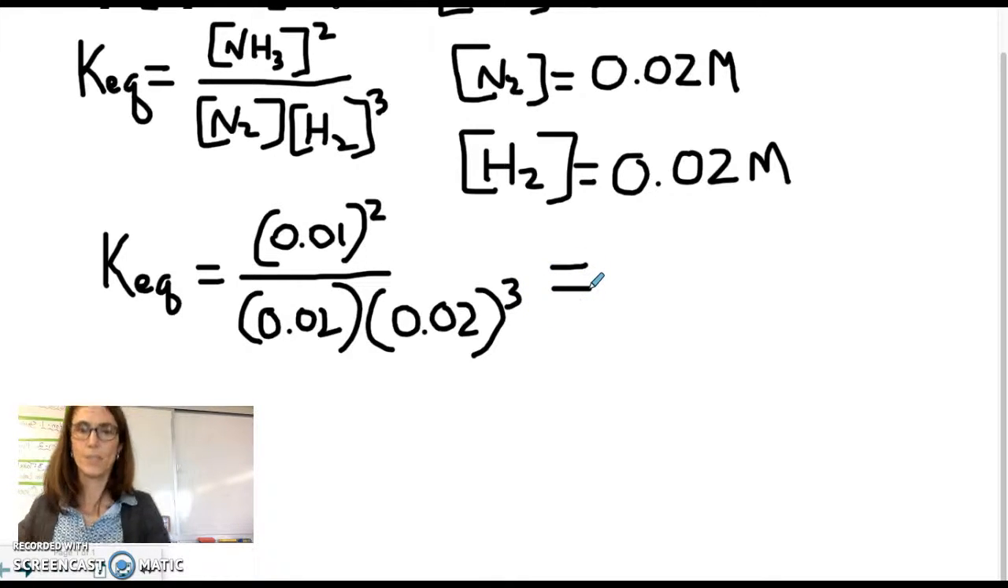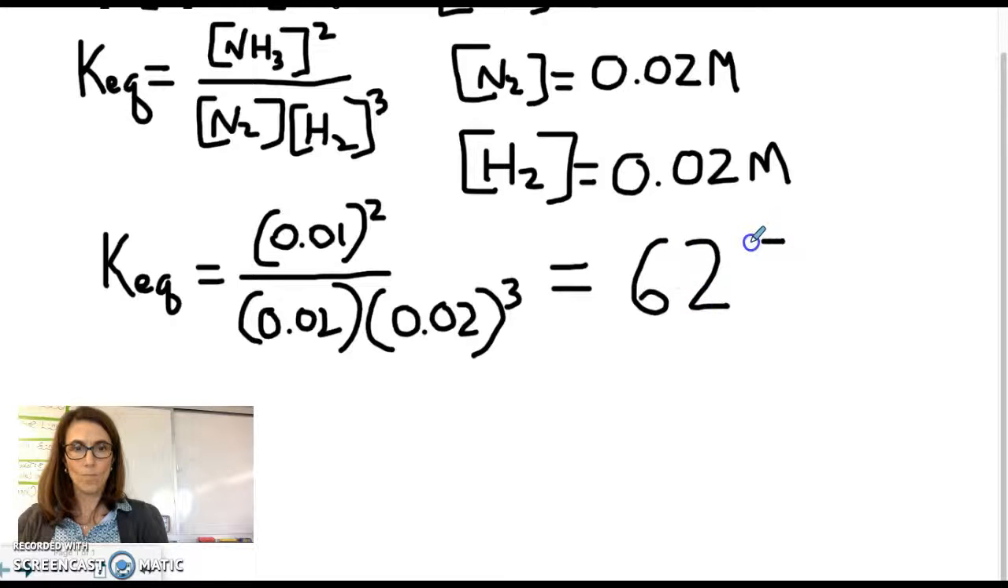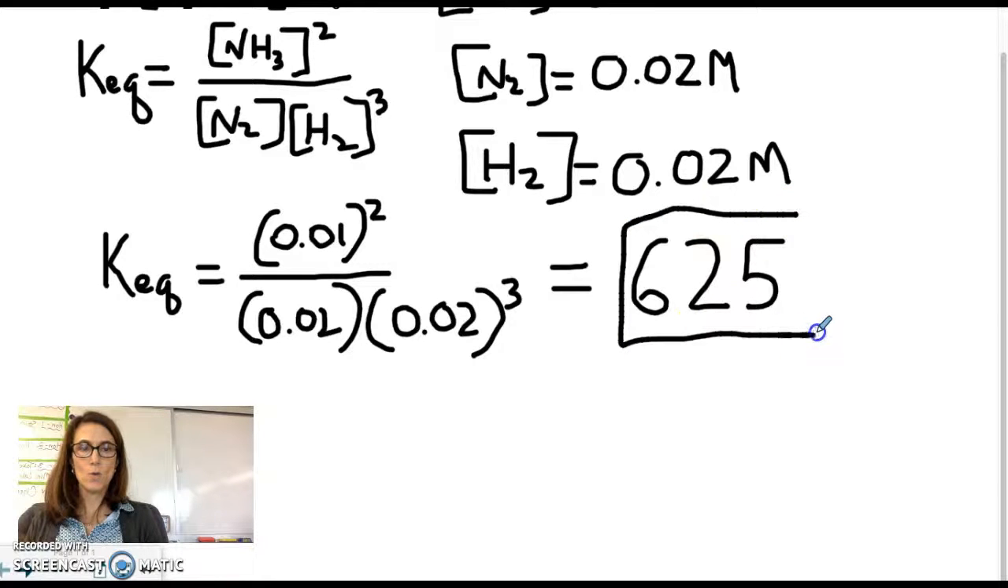Get out my calculator. 0.02 cubed, so 4, and then 0.01 squared divided by that number, and I get 625 as our KEQ. Okay, so that's our value for KEQ.